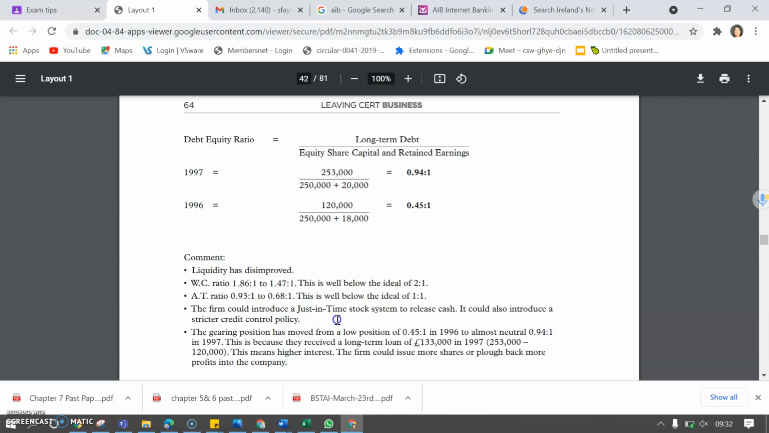The firm could introduce a just-in-time stock system so that they don't have a lot of money tied up. Just-in-time means you only buy the stock in as it's ordered, and therefore you don't have a lot of stock on your premises and a lot of cash held up in the stock. And it could also introduce stricter credit control. So when you're talking about your current asset ratios and your asset test ratios, you're trying to talk about how you can get money in quicker and cash in quicker. So stricter credit control to get your money in, and then just-in-time stock as well, not to have a lot of cash held up in your stock.